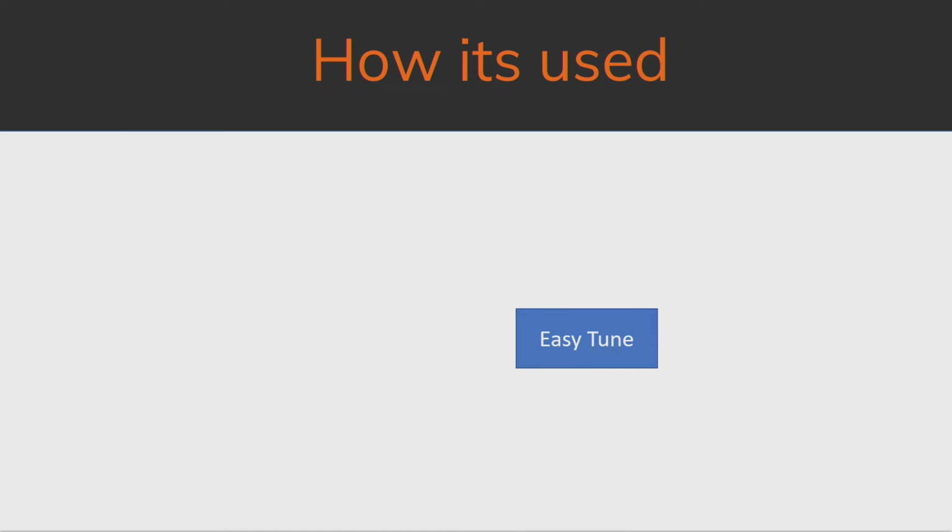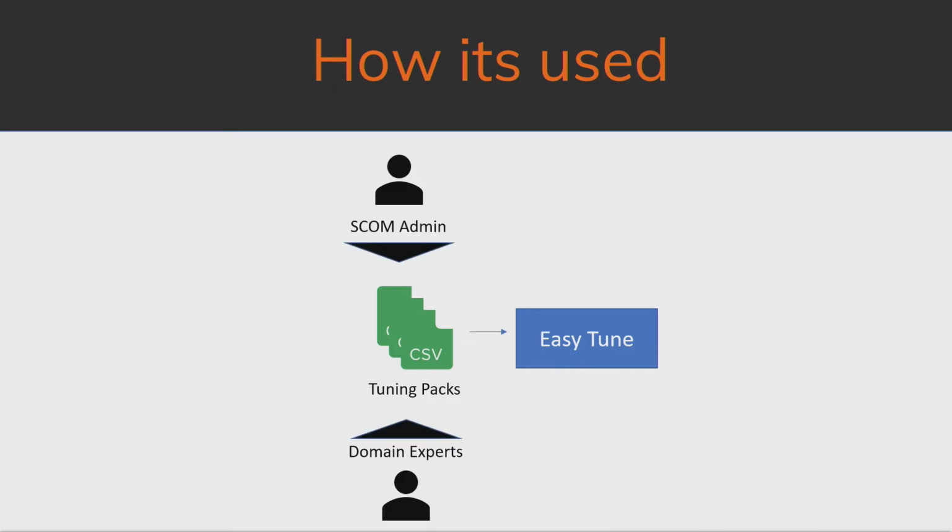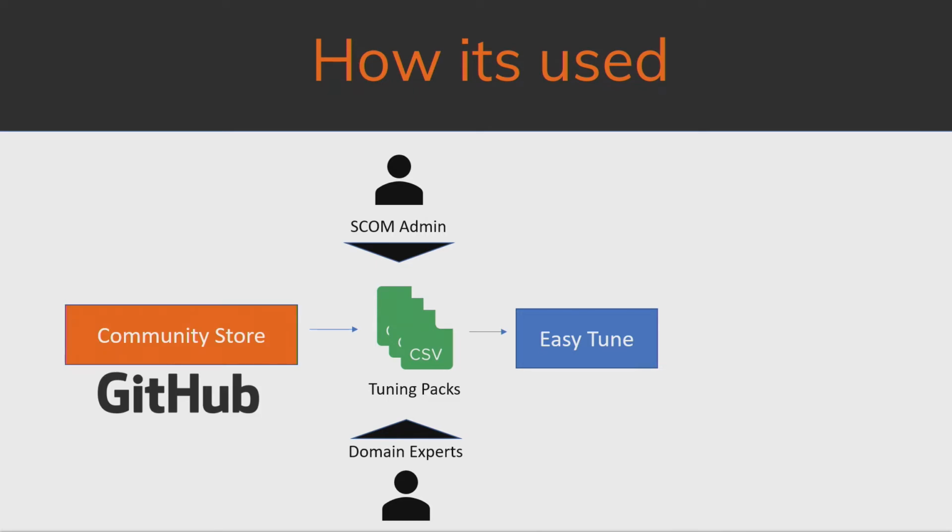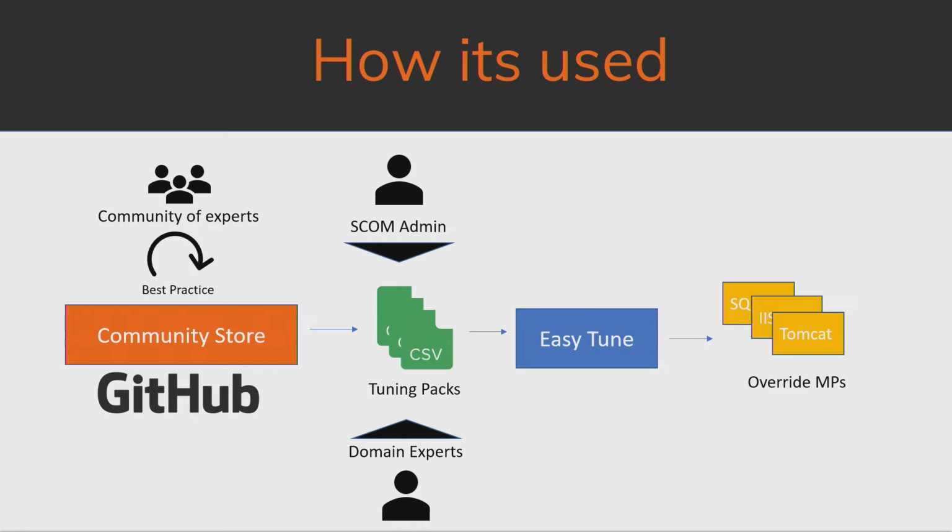It all starts with Easytune, which is a management pack that's installed into SCOM, and it consumes these CSV tuning packs. The SCOM administrator and domain experts together can review and curate these things. Because it is, again, Excel, there's no arbitrary format or anything custom to come up to speed with. It's all a lot more intuitive. And as I mentioned, there is the community store, which is in fact a GitHub repository. The community at large can contribute to it with best practice and overrides that have worked for them. We're constantly working on this community store and building up our offering here, so that what comes out the other end, which is management packs containing overrides, are sensible overrides that can be used.